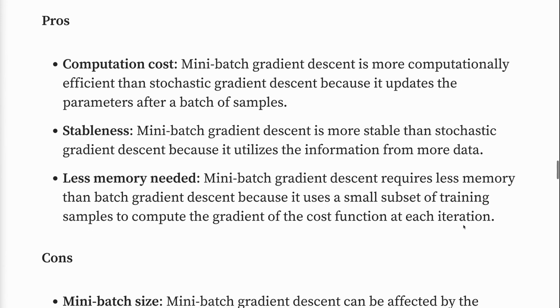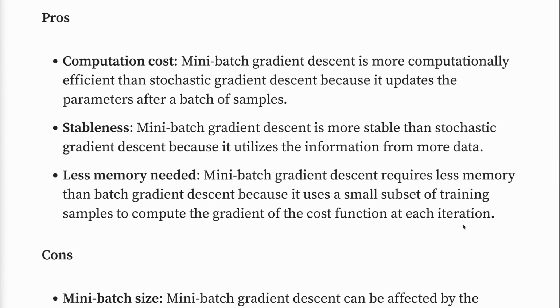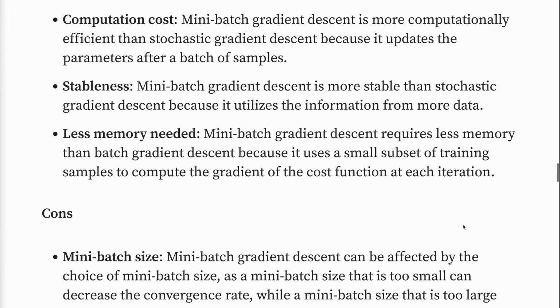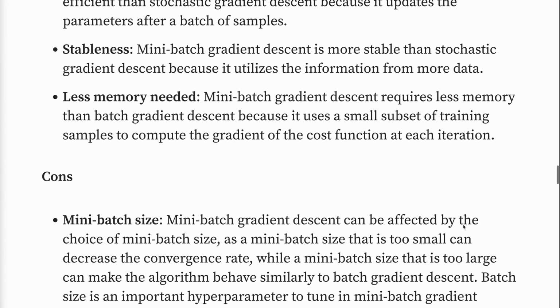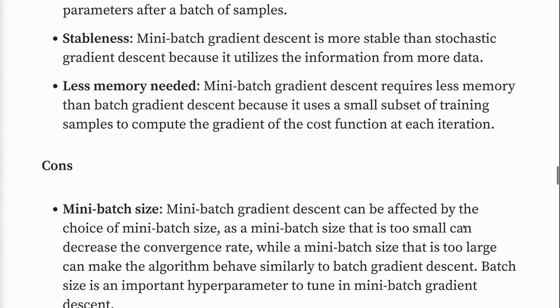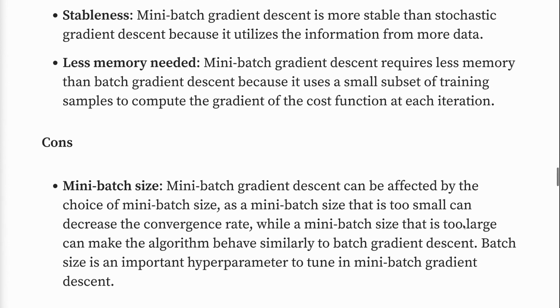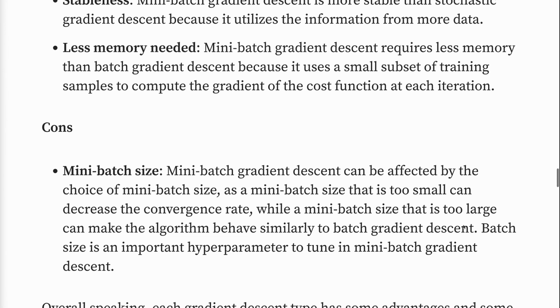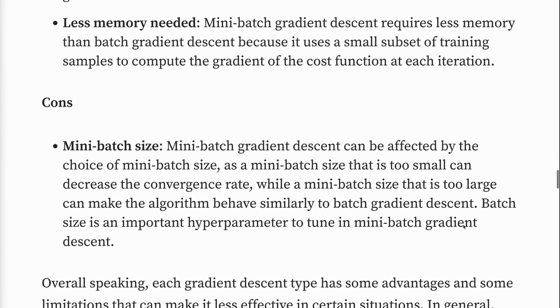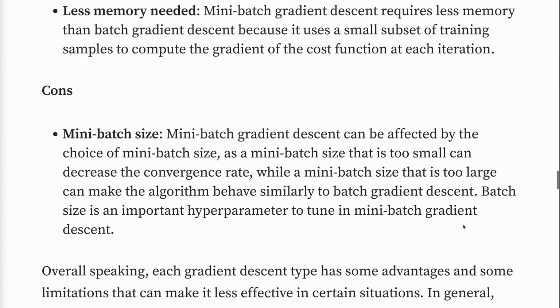Computation cost. Mini-batch gradient descent is more computationally efficient than stochastic gradient descent because it updates the parameters after a batch of samples. 2. Stableness. Mini-batch gradient descent is more stable than stochastic gradient descent because it utilizes the information from more data. 3. Less memory needed. Mini-batch gradient descent requires less memory than batch gradient descent because it uses a small subset of training samples to compute the gradient of the cost function at each iteration.